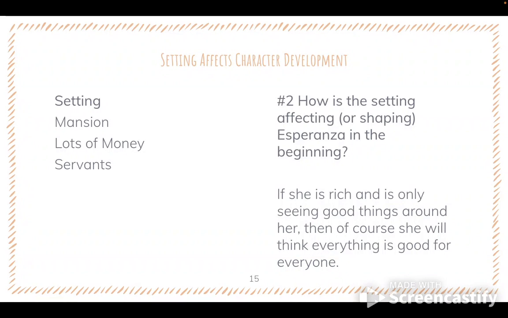Question number 2 says, how is the setting affecting or shaping Esperanza in the beginning? The answer is not, because she has a mansion, lots of money, and servants. That's what the setting is. I want you to tell me how this setting is making her think that everything is perfect and life is great for everyone. The answer is because if she is rich and is only seeing good things around her, then of course she will think that everything is good for everyone else. She has no other reason to think otherwise.